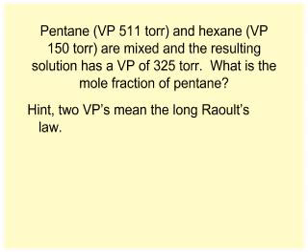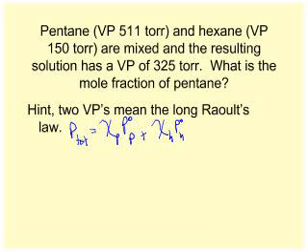All right, so I have two different things here. So my P total equals mole fraction, I'm going to call pentane P, times the P naught of P, plus the mole fraction of hexane, H, P naught H. So I'm going to fill in what I know. The resulting solution has vapor pressure 325 torr. It really doesn't matter what units your pressures are in, because it's all multiplicative for the conversion, so you can leave it wherever you want.